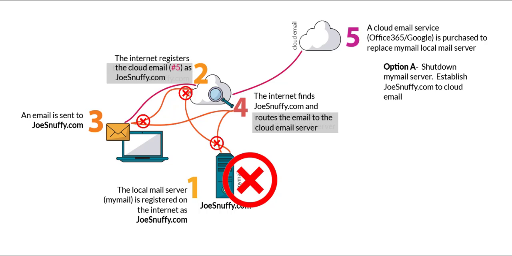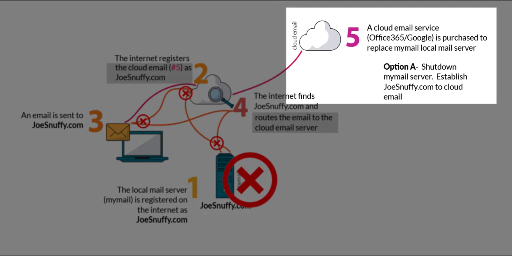So option A here really is, how do I get joesnuffy.com to work on the internet as a cloud-based email service? Now remember, I don't know exactly what the times are, but you want to plan for some downtime for option A. It's probably a 72-hour window that you need to plan. And so what does that mean? Well, when we move to the cloud service, represented here as number 5, we have to do a hard cutover.